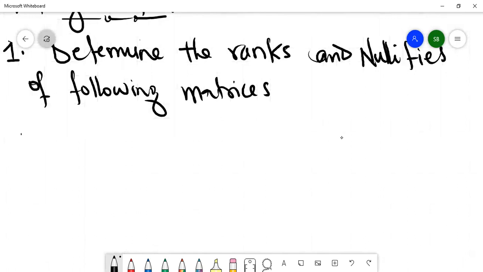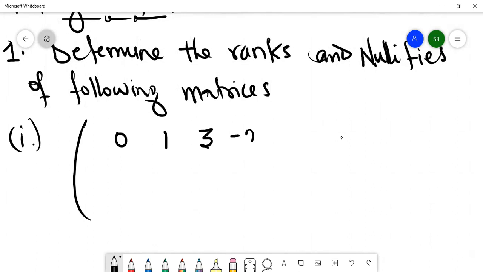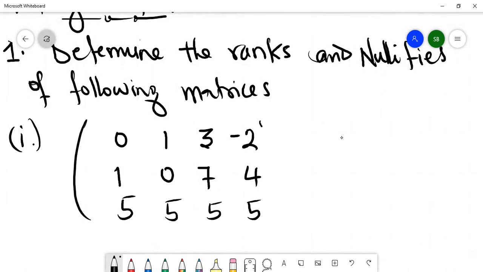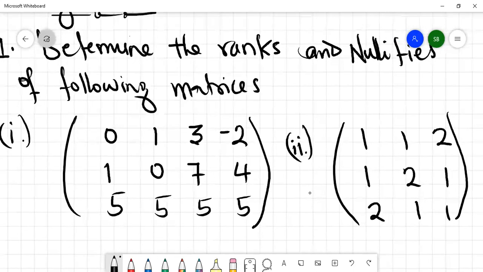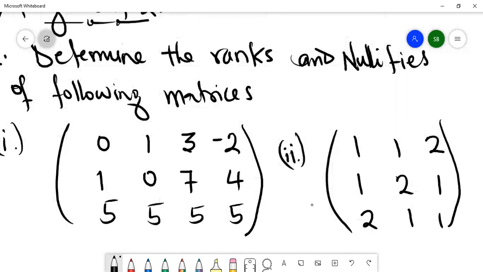Roman figure 1, we are given 0, 1, 3, minus 2, 1, 0, 7, 4. We have 5, 5, 5, 5. Then 2, you have the matrix to deal with: 1, 1, 2, 1, 2, 1, 2, 1, 1. You can write that. We are to determine the ranks and nullity of the following matrix.